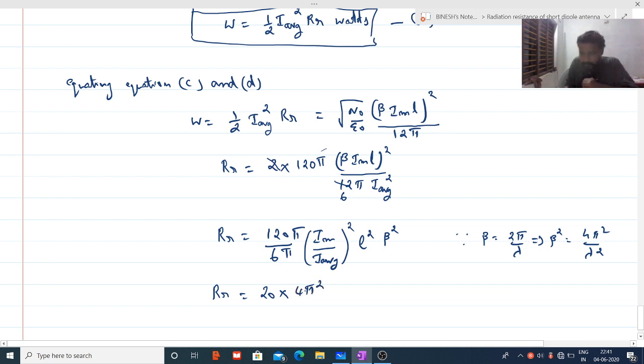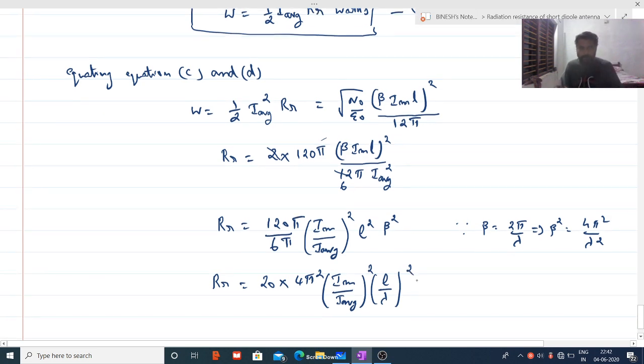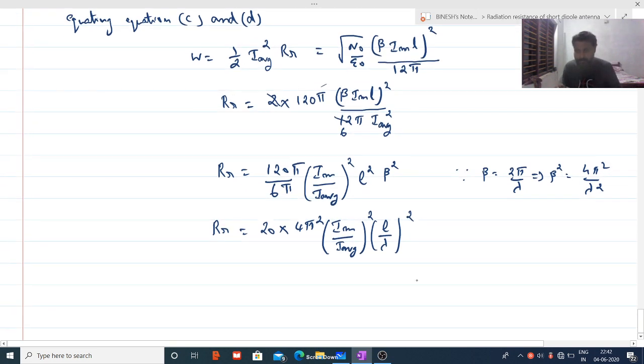4 pi square Im by I average, lambda square is there, I will write that one: Im by I average square, L by lambda the whole square. It is clear for you? Okay, only general small substitution only.